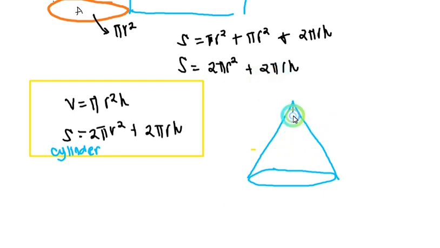Ang ini nga perpendicular part, this is your height. So this is your height. Pakadto sa imong center, ang ini nga part is your radius. So you have your radius and you have your height. Again, this is your vertex.